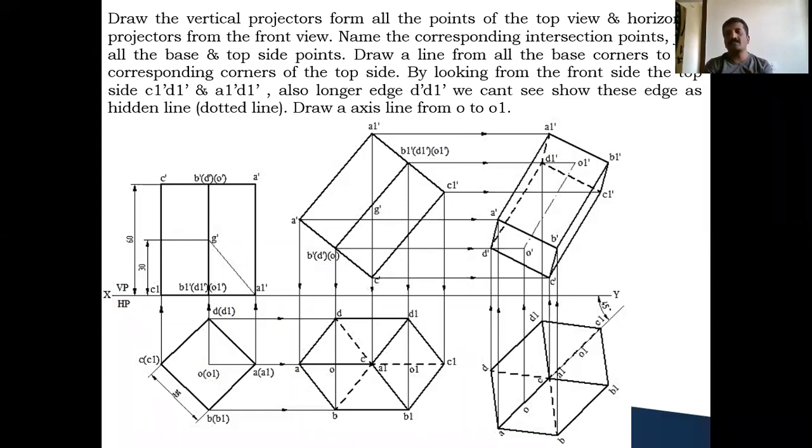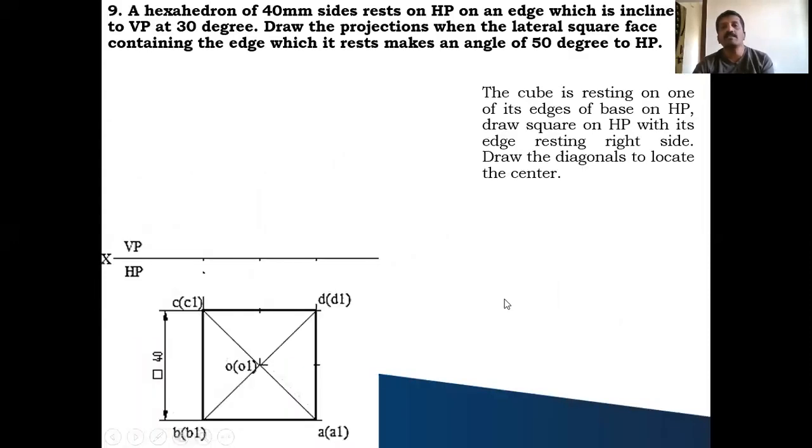In the axis line only you have to locate the center of gravity. That is the only thing in this. So the same procedure holds good for your pentagon prism as well as the hexagon prism. You can try it out. So this completes all the prisms, and even cube we have not discussed. So that also we're going to discuss.